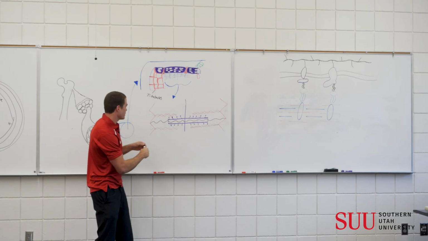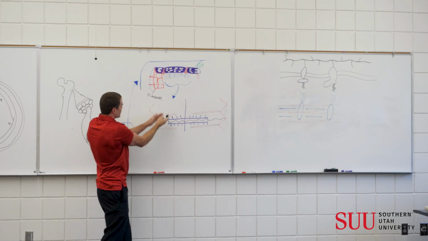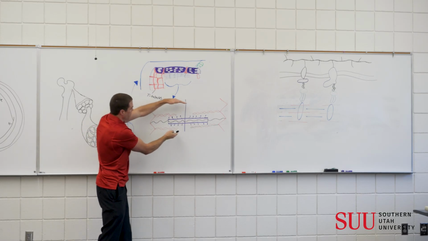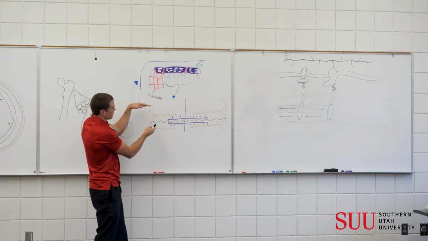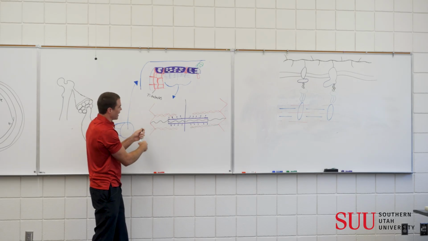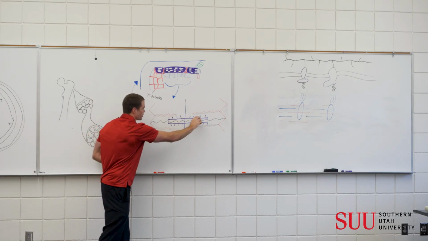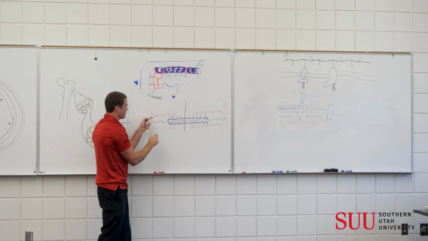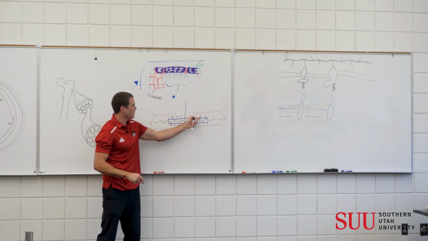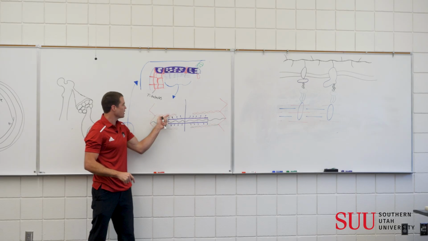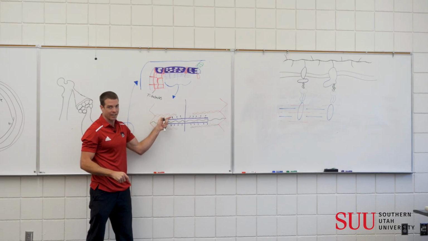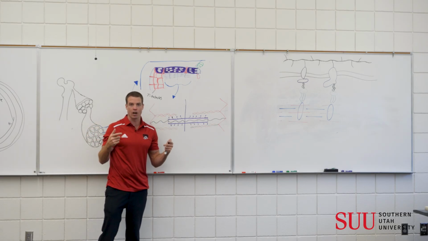Now, the thick filaments. I'm going to zoom in on this specific myofilament. We have our thick filament, which is here, and our thin filament, which is here, okay? Now, this here is primarily myosin, and this one here is primarily actin. And there are different proteins that are going to be with this.